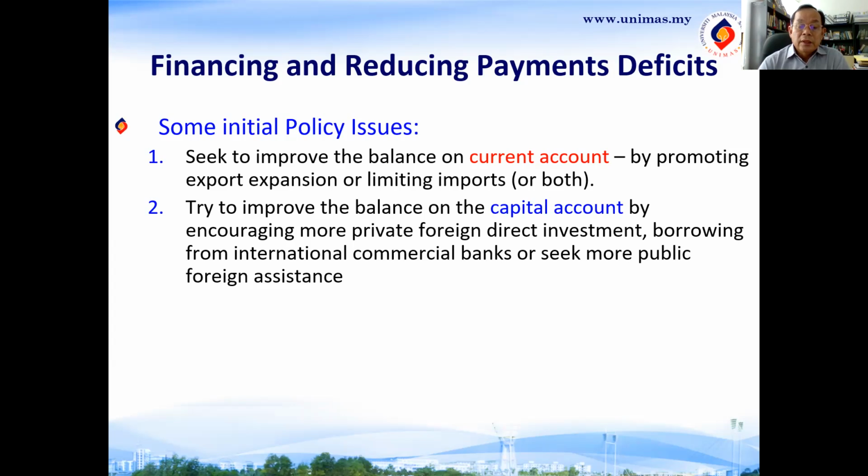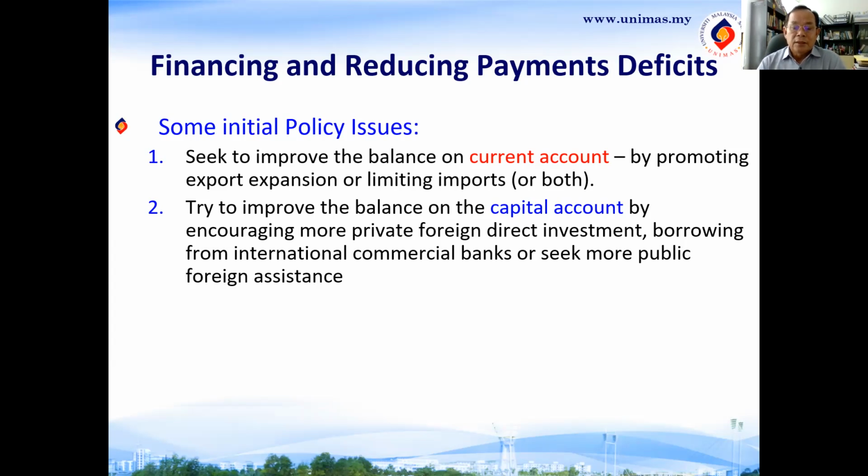Number two, trying to improve the balance on the capital account. Remember, the capital account is based on the investment and so on. Jadi what can be done is to improve the balance on the capital account by encouraging more private foreign direct investment, by borrowing from international commercial banks, that is if you have to lah, tapi tidak semestinya meminjam. If you have enough, there is no need to borrow from outside, because borrowing means you have to spend later on, paying for the loan as well.